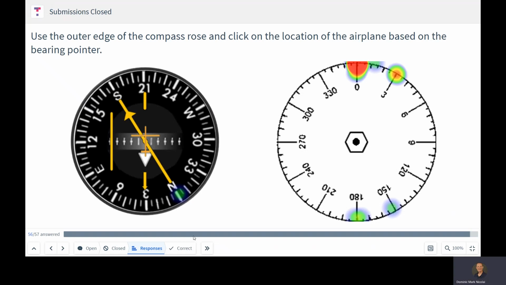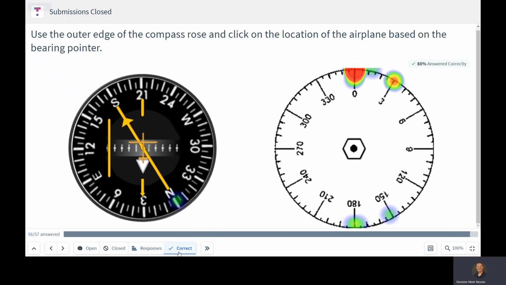Now, if you are the person putting your dot over here on the actual display, move it on over, right side of the screen. Okay. If you put your dot up here on the north side, you got it right. Good job, okay? So the tail of the bearing pointer is on 360.